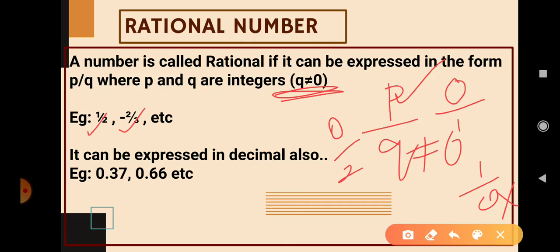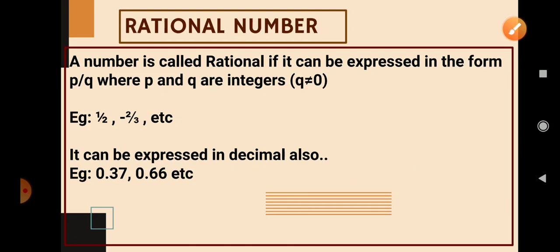Again, I am repeating, rational numbers are the numbers which can be expressed in the form p by q, where p and q are integers and q is not equal to 0. The denominator should not be 0 because 1 by 0 is not defined. We don't have a value for 1 by 0. 0 by 1 is 0. If we consider 0 by 1, the value is 0. But 1 by 0 we don't have. In further classes you will learn about 1 by 0, but now it is not defined. So they are saying that q should not be 0.